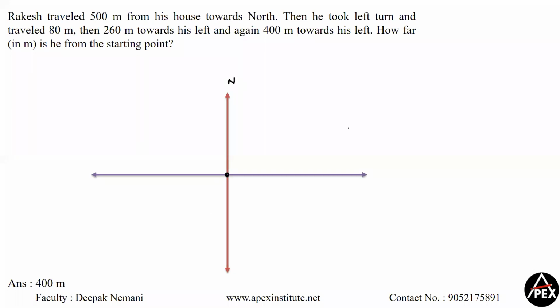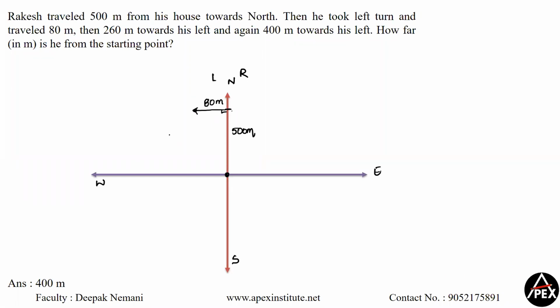So let me consider this as north. In that case, this will be east, this will be west, and this will be, sorry, this will be south, and this will be west, isn't it? Now, Rakesh traveled 500 meters towards north. So let me consider this distance as 500 meters. Okay, now he has turned left. So when he's traveling north, this will be his left and this will be his right, isn't it? Okay, so he turned left. So he turned at an angle of 90 degrees and traveled for 80 meters. So let me consider that he is moving towards west now, and this is 80 meters.